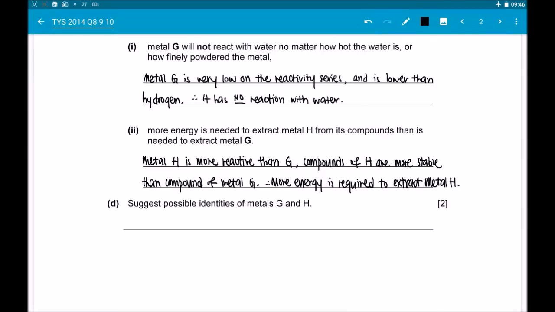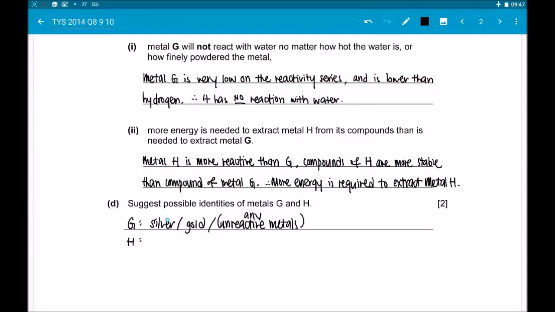Lastly, let us look at part D. Suggest possible identities of metals G and H. So from part B and C, you can actually infer that metal G is less reactive and metal H is more reactive. So for metal G, possible identities of G can be silver or gold or any metals that are lower in the reactivity series such as copper.